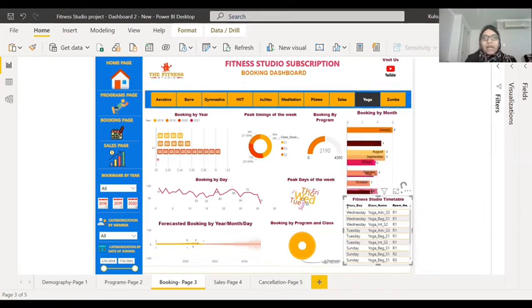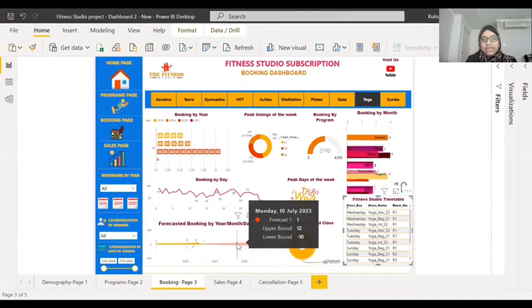I have also created a forecasted booking by year, month, and date. For the selected program yoga, you can see that the forecast is given for 3 years up till 2024, and the forecast is showing upper bound, lower bound, and the forecast of one booking on Monday, 10th of July, 2023.